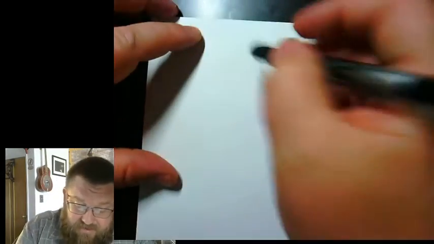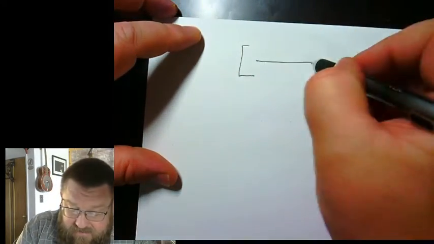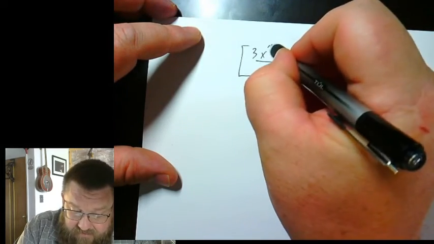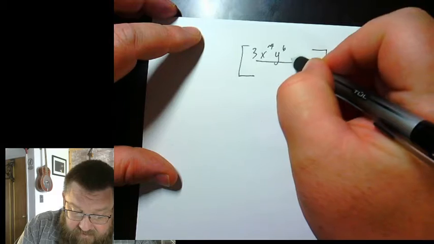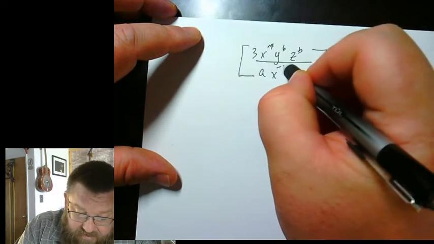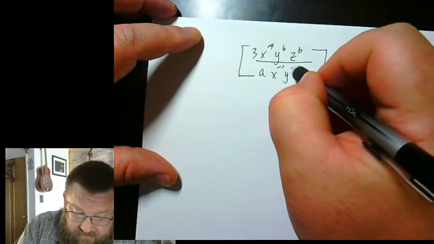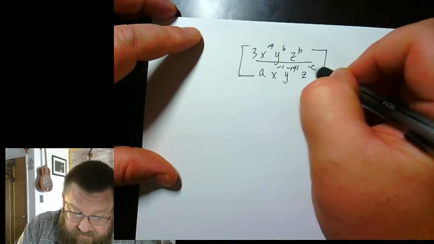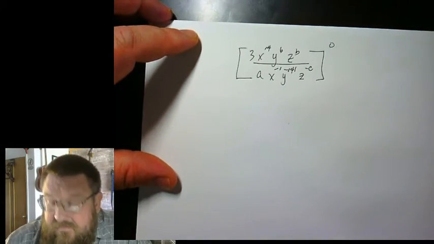Let's do one more example, shall we? Let's do 2 more examples. I lied to you. Let's say we had some big, ugly thing. Let's say 3x to the 14th, y to the 6th, z to the b over ax to the negative 1, y to the 141, z to the negative c to the power of 0.